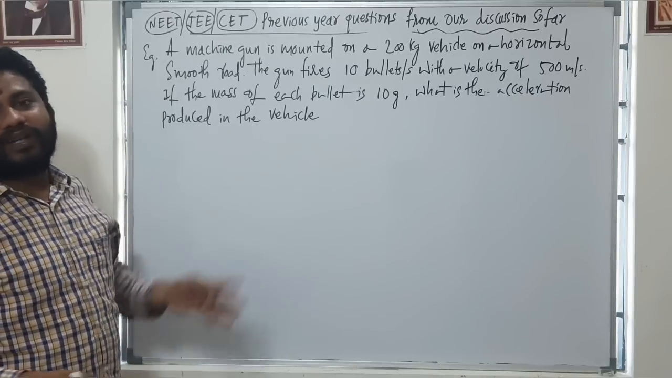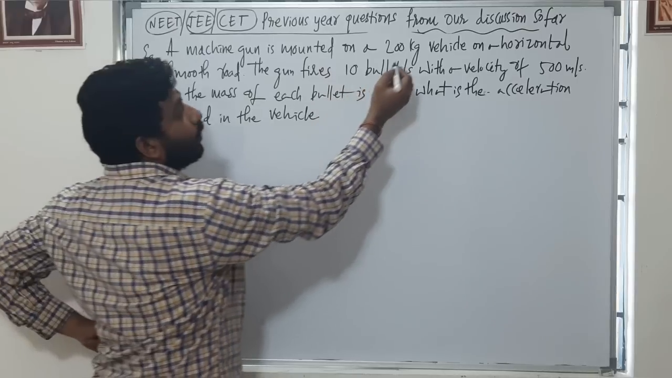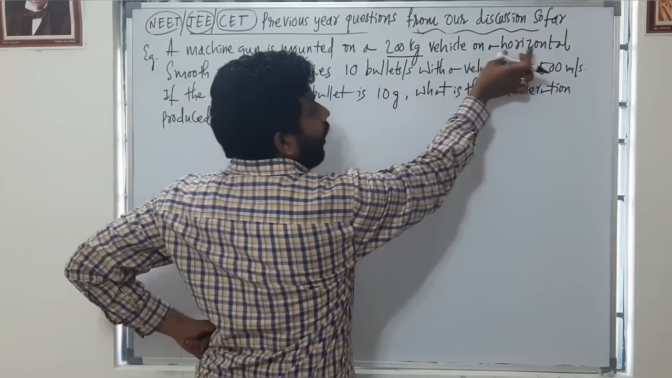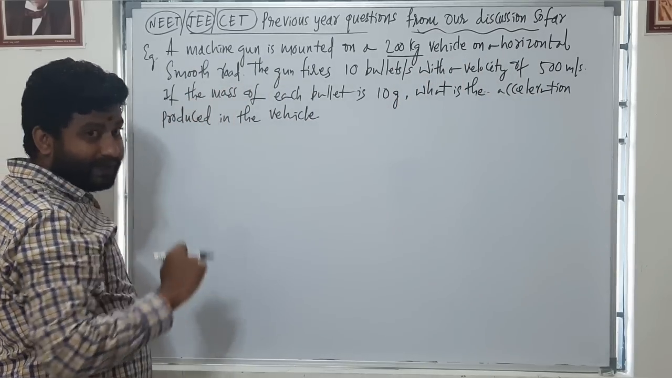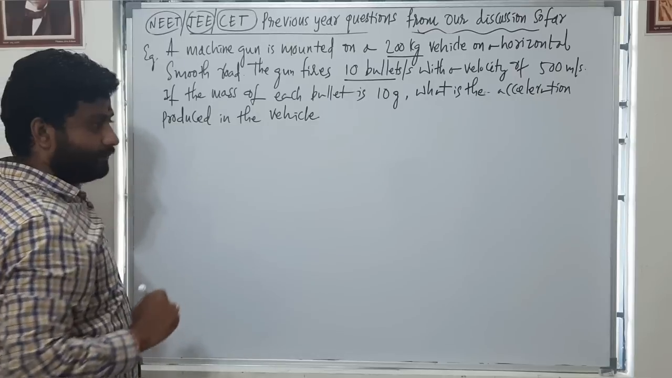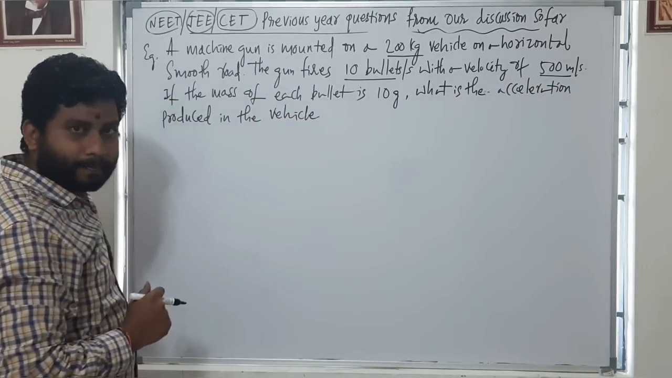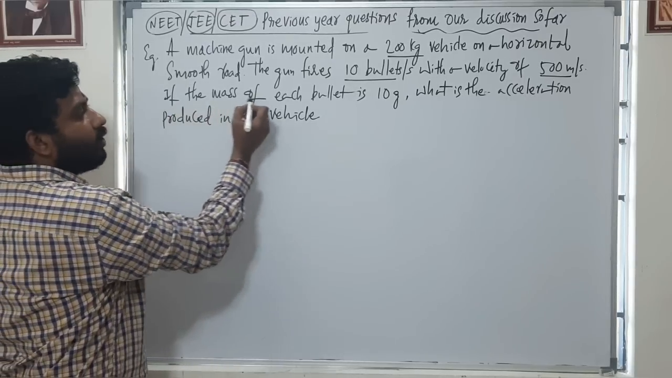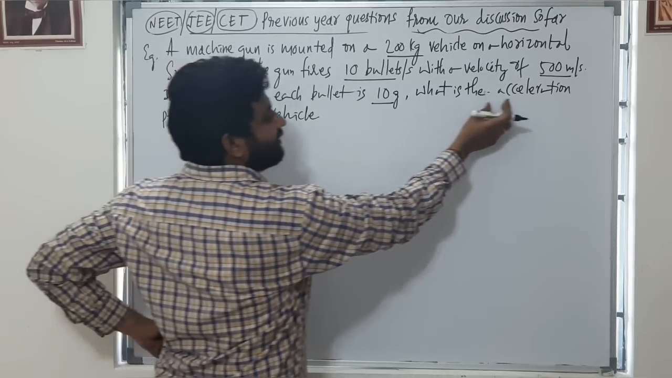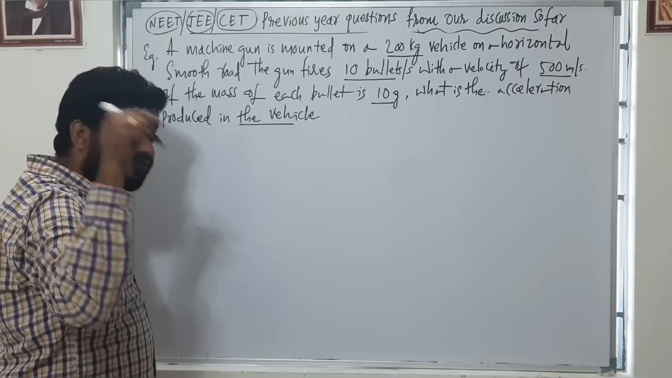One more question. So my dear students, look at this question. A machine gun is mounted on a 200 kg vehicle. This is the vehicle, placed on a horizontal smooth road. The gun fires 10 bullets per second with a velocity of 500 meters per second. If the mass of each bullet is 10 grams, what is the acceleration produced in the vehicle? That's the question: the acceleration produced in the vehicle.